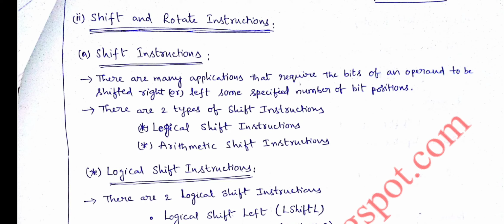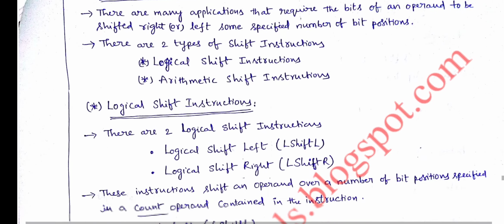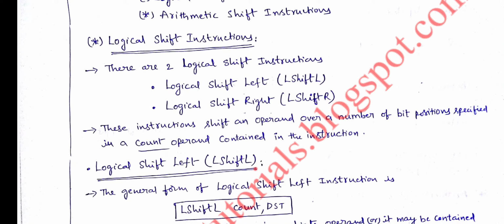You have to move the bit positions towards left or right by a specified number of positions. There are two types of shift instructions: logical shift instructions and arithmetic shift instructions. First one, logical shift instructions. There are again two types of logical shift instructions. First one is logical shift left, LShiftL, and logical shift right. Once again, logical shift left and logical shift right.